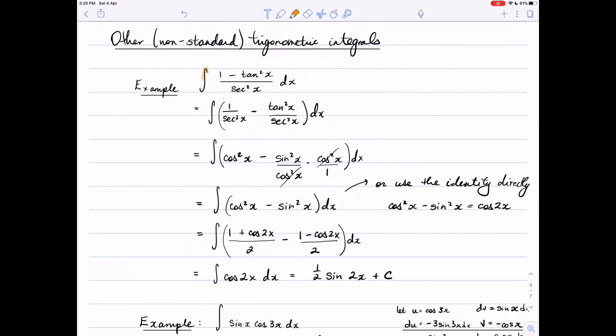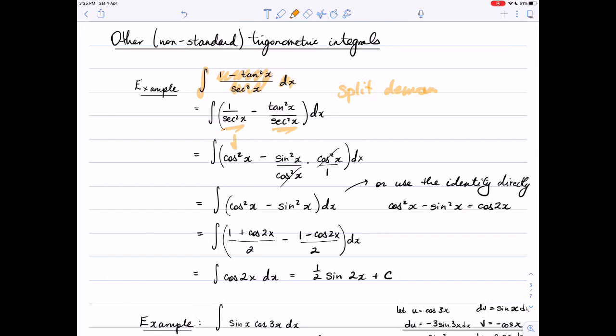So let's look at what happens if we get the antiderivative of this: 1 minus tan squared over secant squared dx. This is algebraic techniques that we've done before. We are going to split the denominator. If we split the denominator, you get 1 over secant squared minus tan squared over secant squared. Now you're going to use some trig identities, right?